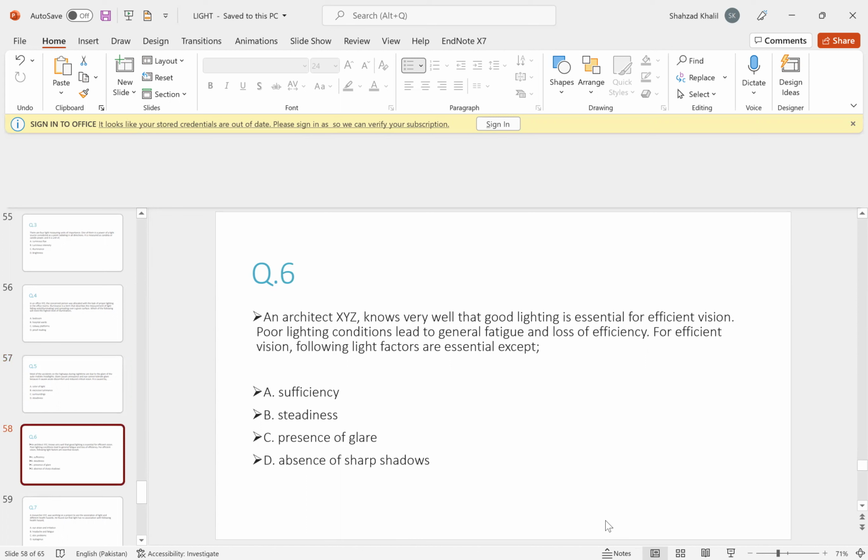An architect XYZ knows very well that good lighting is essential for efficient visual work. Poor lighting conditions lead to general fatigue and loss of efficiency. For efficient visual work, the following factors are essential except: sufficiency, steadiness, presence of glare, or absence of sharp shadows. C. Yes, C is the correct answer. There should be the absence of glare rather than presence.